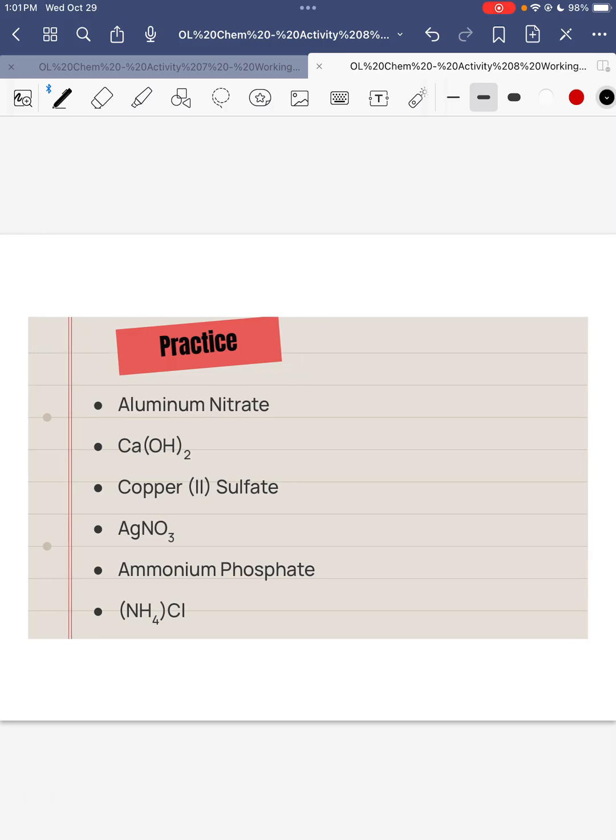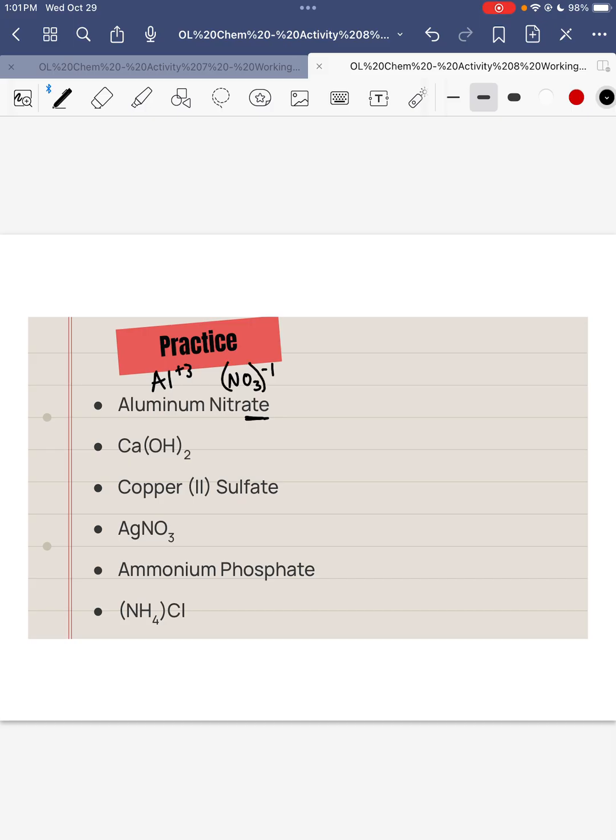So let's practice a few. Aluminum nitrate is our first. I know it's a polyatomic because it ends in -ate. Aluminum is Al 3+, and nitrate, if I look for nitrate on the back of my periodic table and find its formula, is NO3 -1. So I have a polyatomic here.